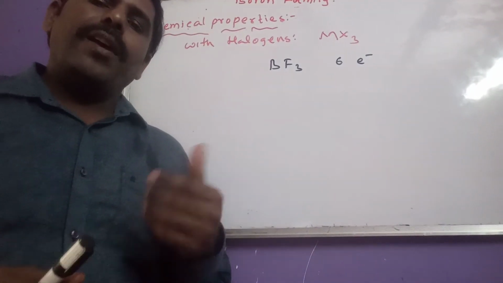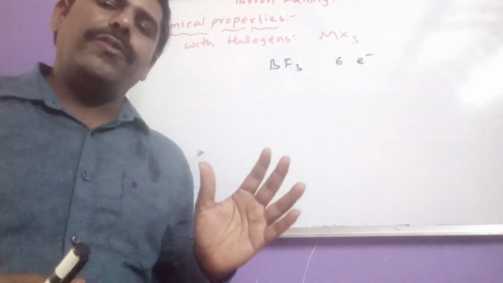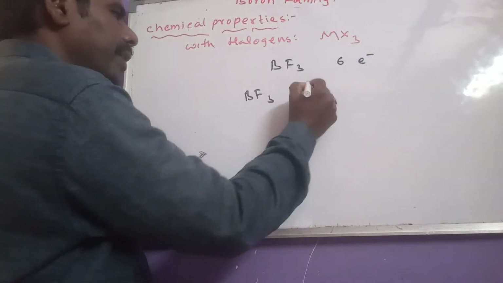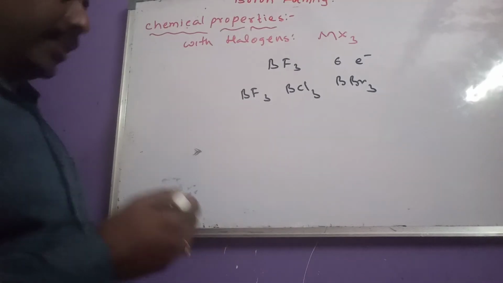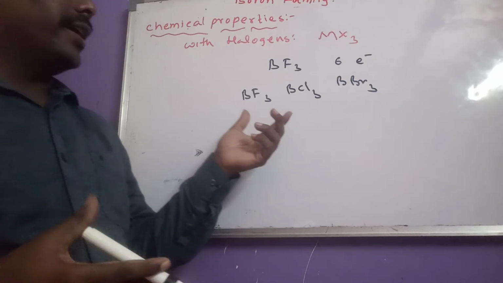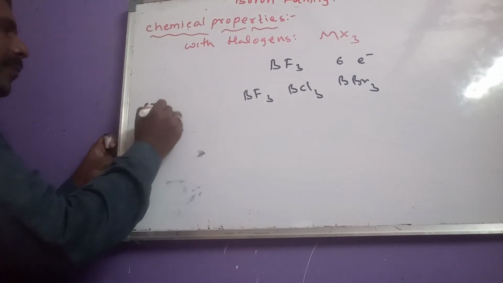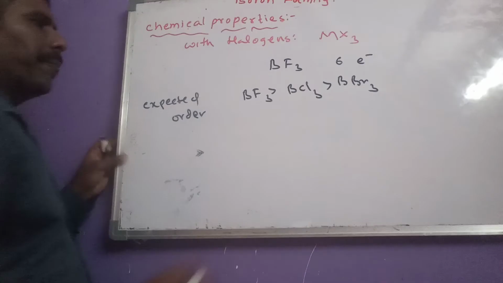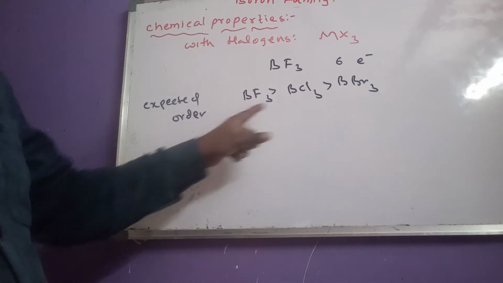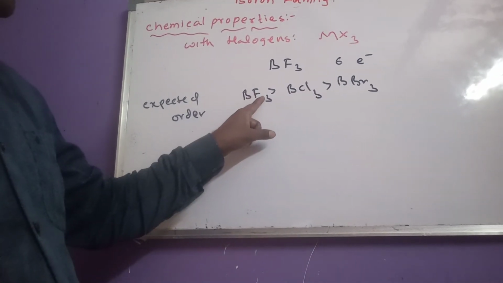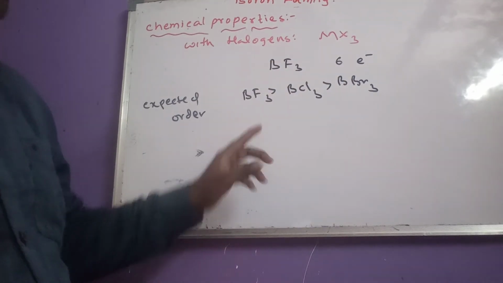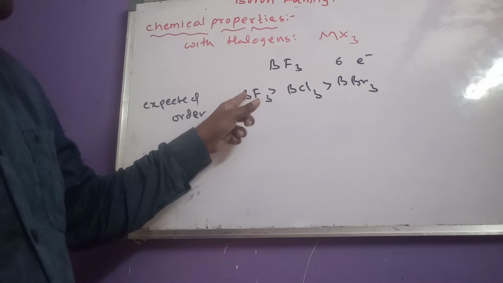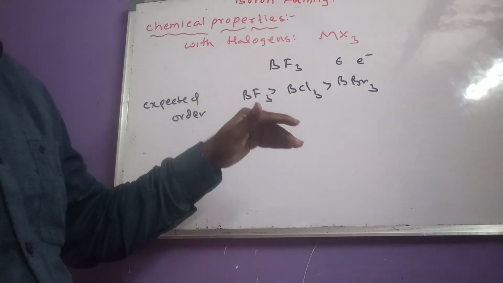Now the question is, what about the Lewis acidic strength of the trihalides of boron? The trihalides of boron are BF3, BCl3, BBr3. No need to consider BI3 because it is unstable. Now the expected order of acidic strength is BF3 greater than BCl3 greater than BBr3. Why do we expect this? If you consider the electronegativity of these three halogens, fluorine is highly electronegative, so it can pull electrons back from boron.